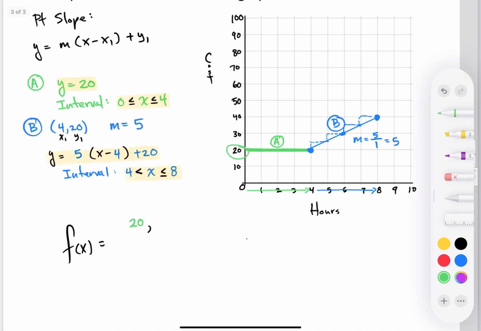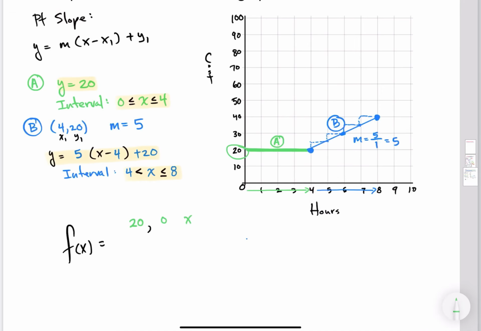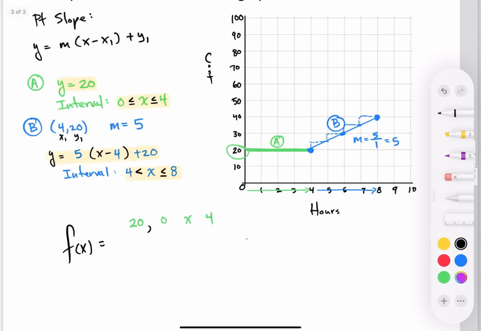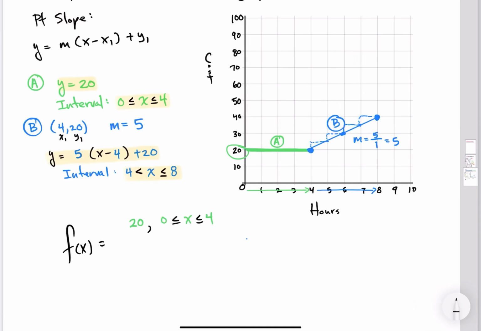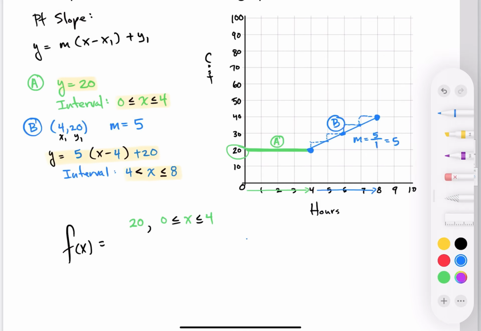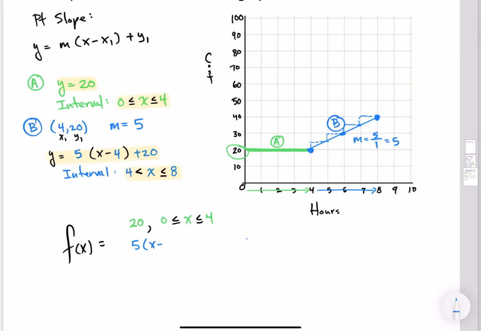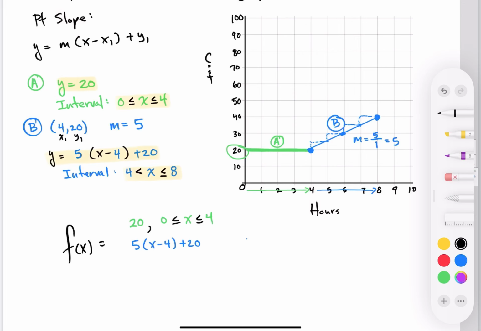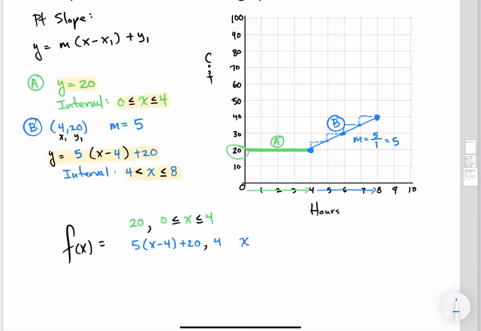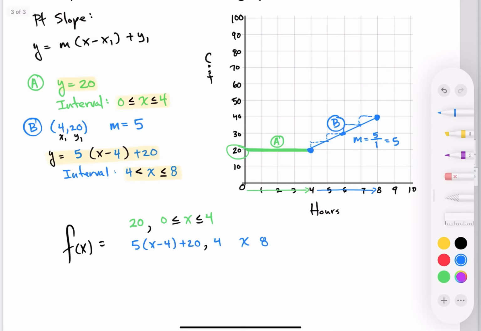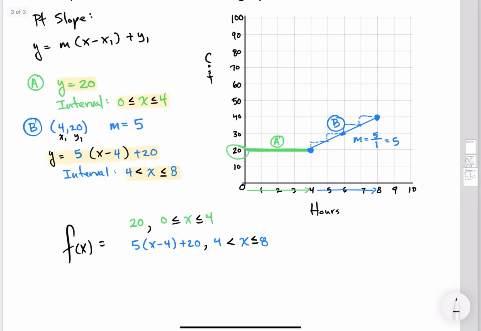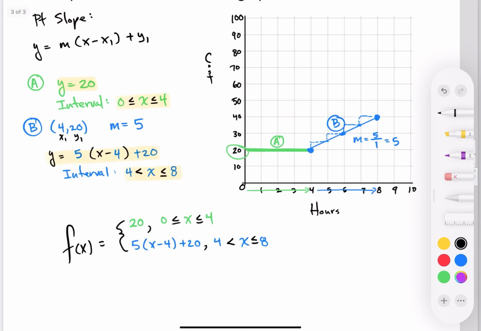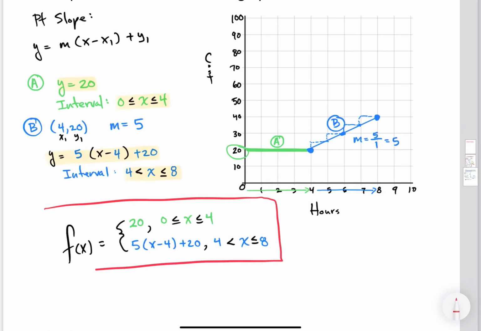Now the interval, again, I'm just going to copy it, is between 0 and 4, and we are including that 0 and that 4. And then for the second piece, that equation is 5 times x minus 4 plus 20. And that's along the interval of 4 to 8. So that's between 4 and 8. And it does not include that 4 because we already used that before. So I'm not going to include it again. So we're not going to include that 4, but we are going to include that 8. Now all we got to do is draw these little braces over here, and that's going to give us our equation of our piecewise function.